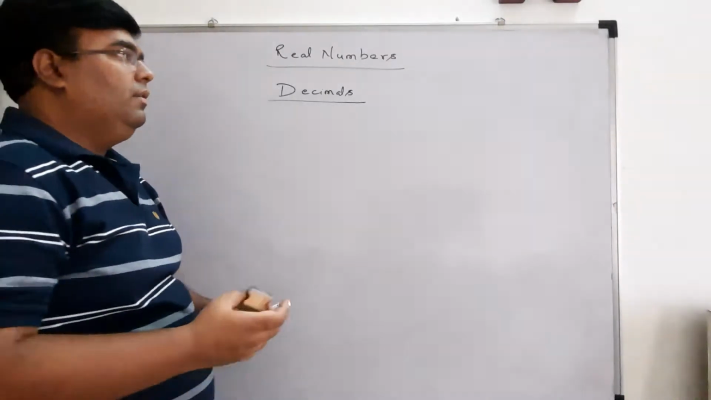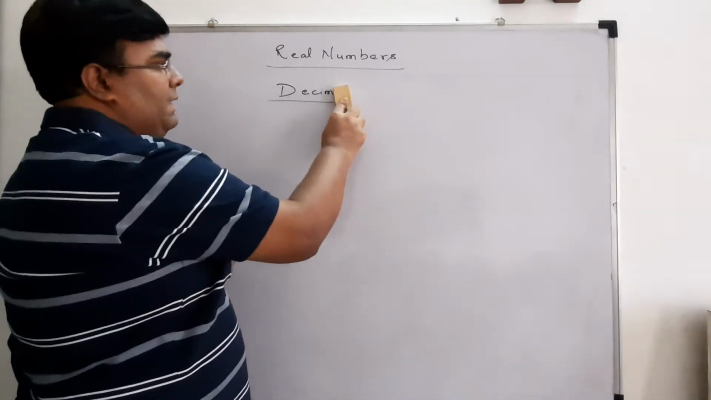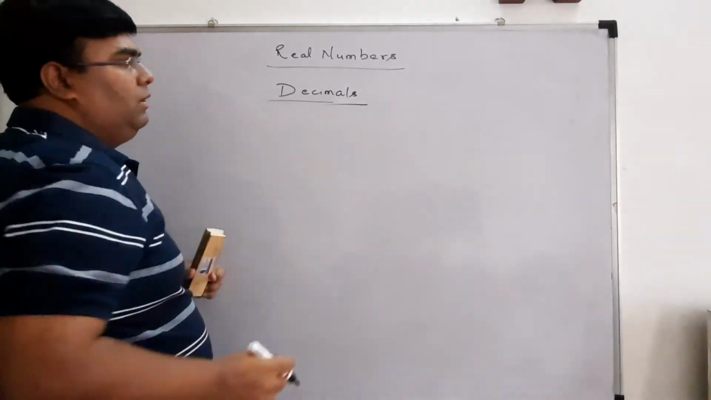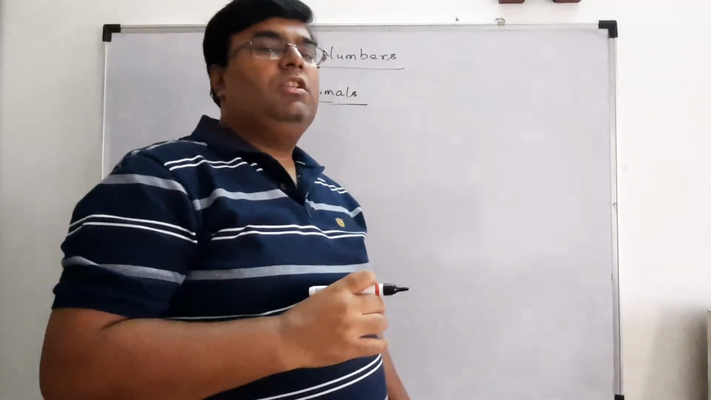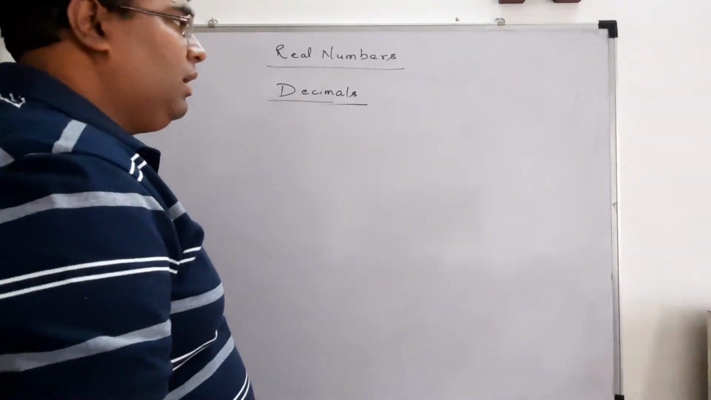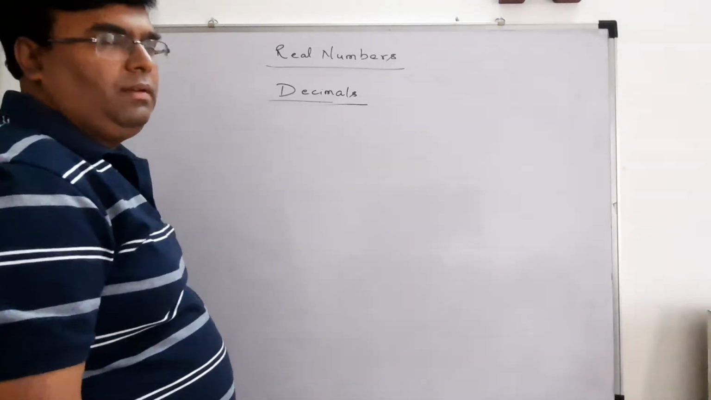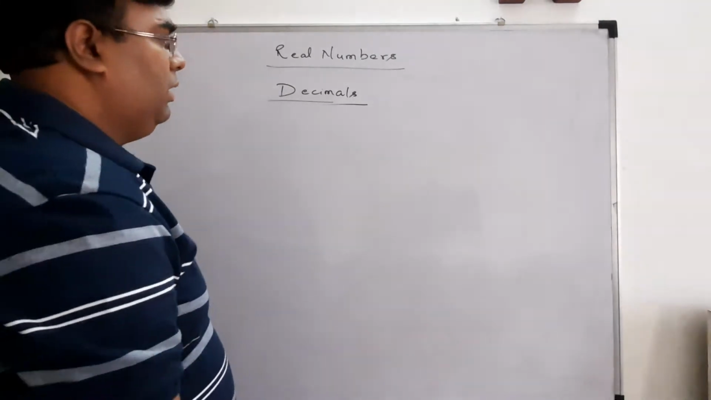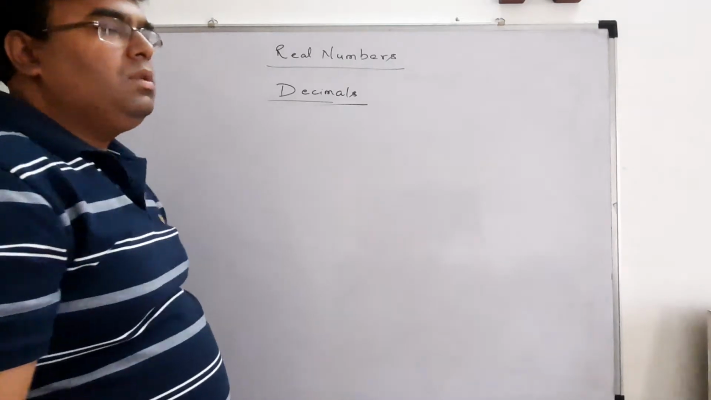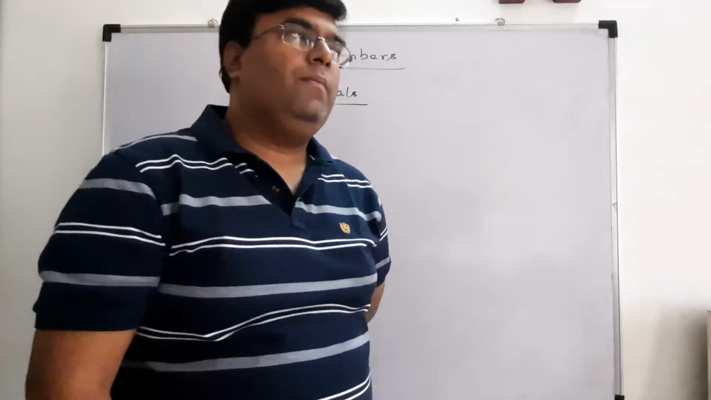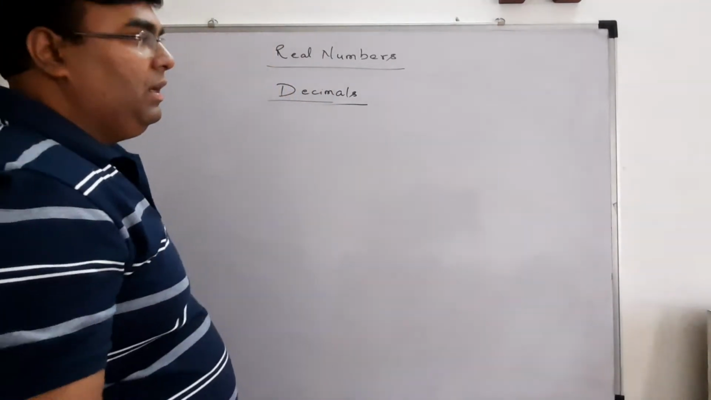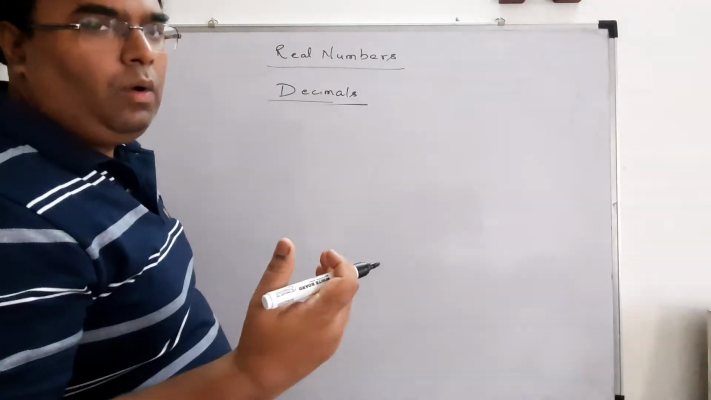Okay, in this video we are going to talk about decimals and the relation of decimals with irrational numbers. What are decimals? Decimals are basically numbers which have points. I define decimals as those numbers which have a denominator of 10 or 100 or 1000.